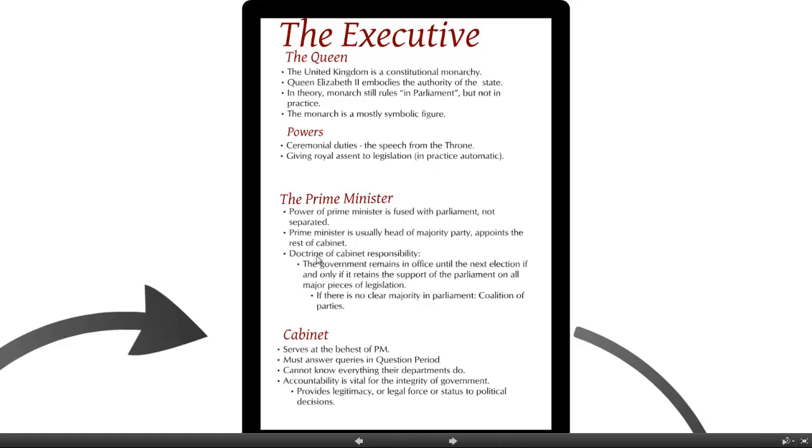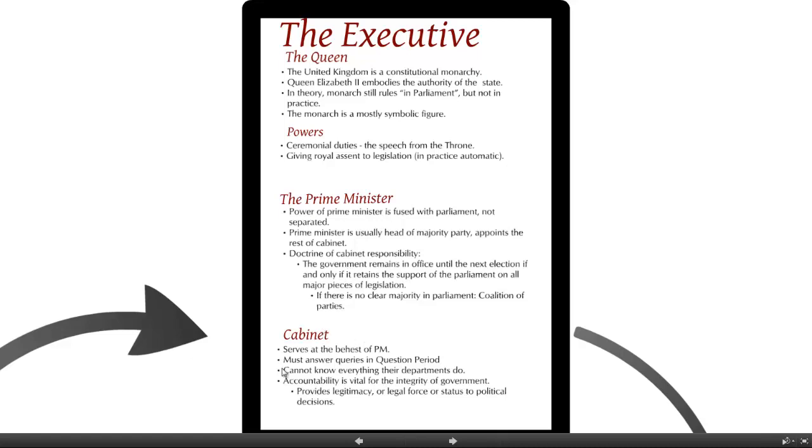The real power here is the Prime Minister, who is usually the head of the majority party in the House of Commons, and appoints the rest of the cabinet. And there is this doctrine of cabinet responsibility, which means, as I mentioned before, that the government will remain in office until the next election if and only if it retains the support of Parliament on all major pieces of legislation. I mentioned this before; it can't be underestimated, because this is what drives party loyalty, really.